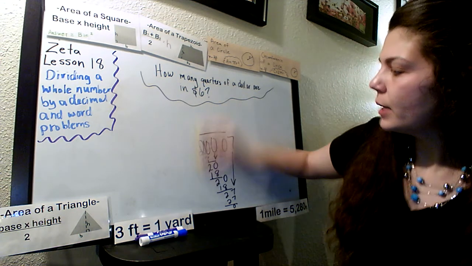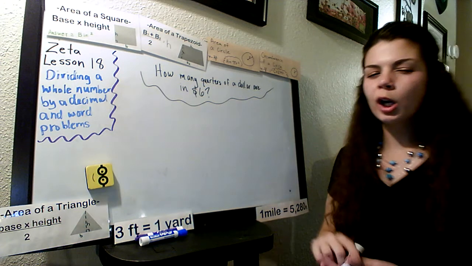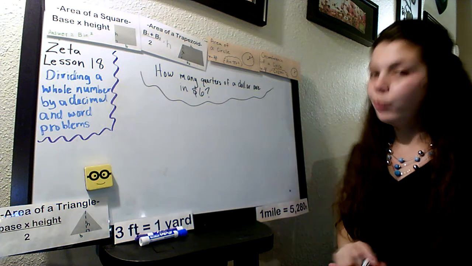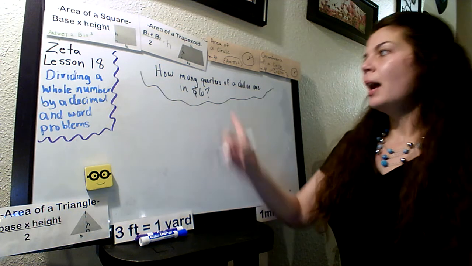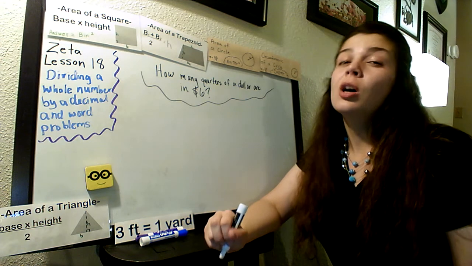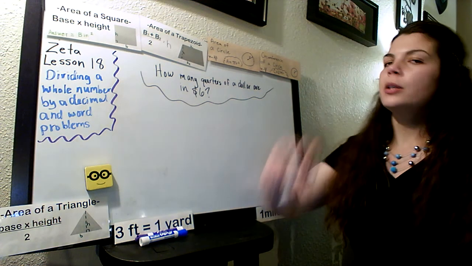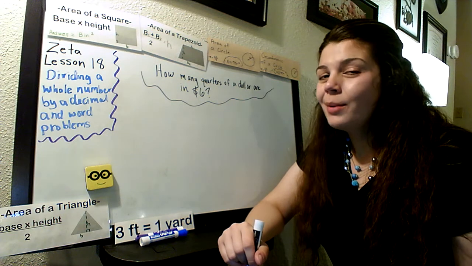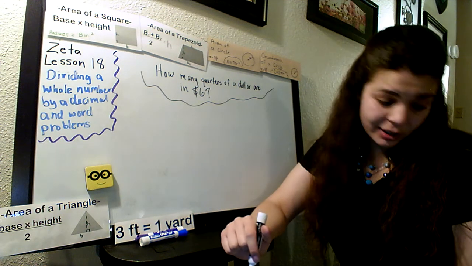All right, so this week we're doing the same thing, but we're doing it in a little more concentrated form of word problems. Here's our first problem. How many quarters of $1 are in $6? Okay, so let's think. How many quarters are in $1? There's 4 quarters in $1.